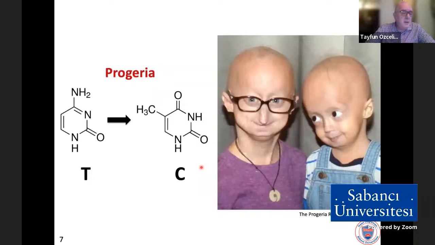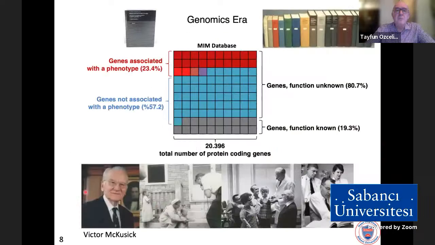Or let's think about children with progeria. These children are born with a T at a single position in their genome, whereas we have a C, and it would be our greatest goal to correct such a genetic change. So these are different types of diseases that we're talking about. And in fact, today I would like to focus on extreme forms of obesity.